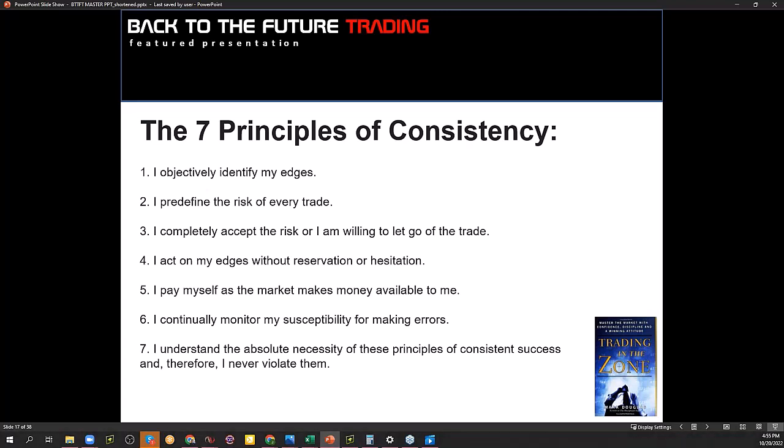Number 2, I predefine the risk of every trade. Does everybody put their stop, or even you don't have to put a stop in, but know where you're going to exit the market? Number 3, I completely accept the risk, or I'm willing to let go of the trade. So number 3 to me is not trading too large. I'm not going to trade 10 mini contracts on a 5-minute chart with Warp at this stage in my career. I'm just not going to do that. I'm not willing to accept that risk.